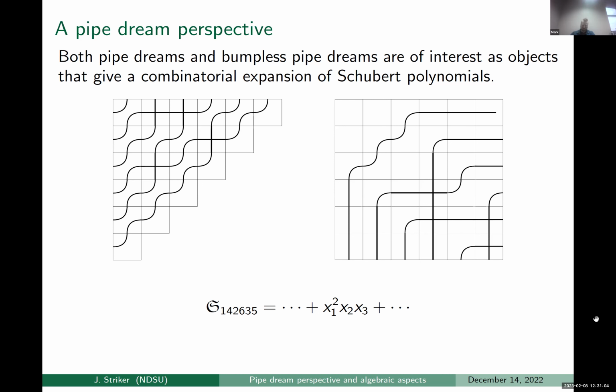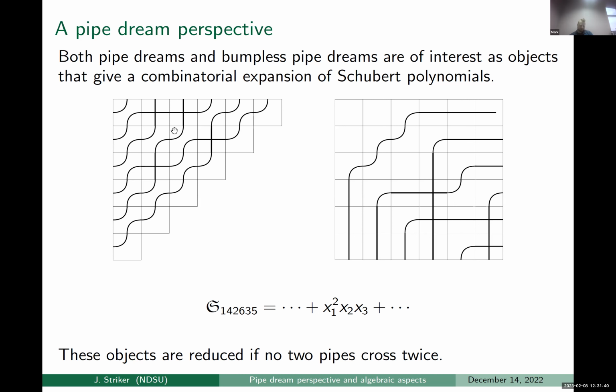Okay, so both of these objects can be used as a combinatorial expansion of Schubert polynomials. These bumpless pipe dreams are newer, but these objects are associated to a permutation just by writing across the top of this pipe dream or across the bottom of this bumpless pipe dream the numbers 1 through n, and then just seeing where the pipes go on the other side. As long as they're reduced, that rule works.